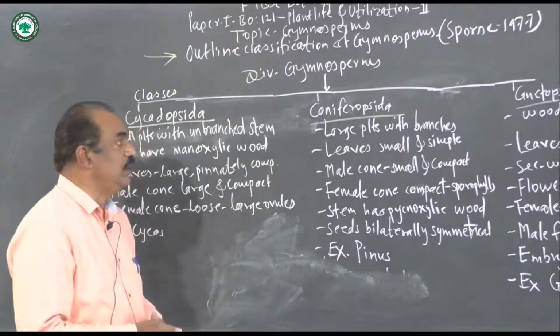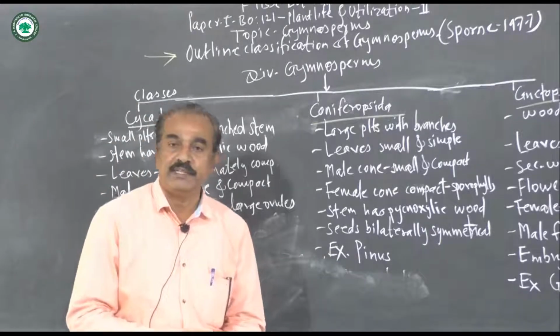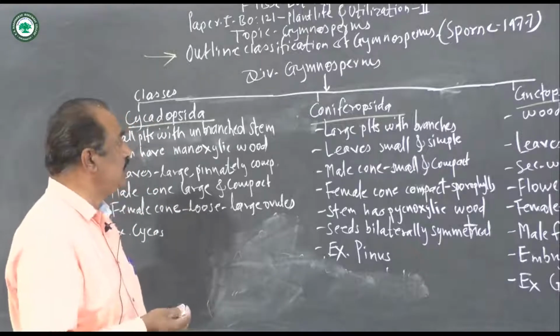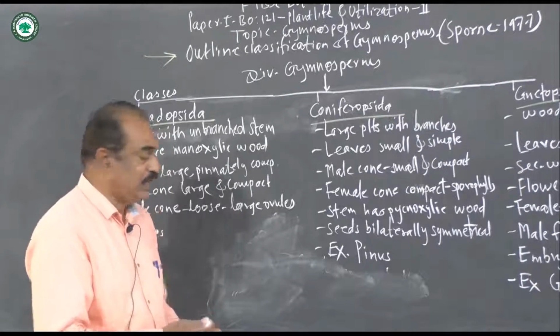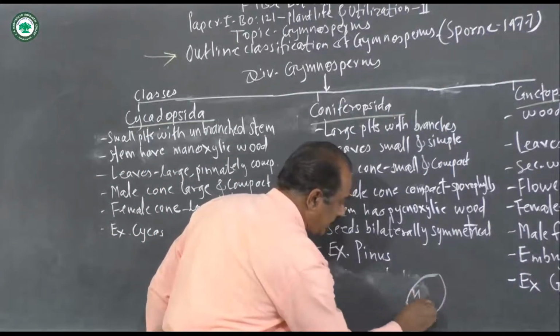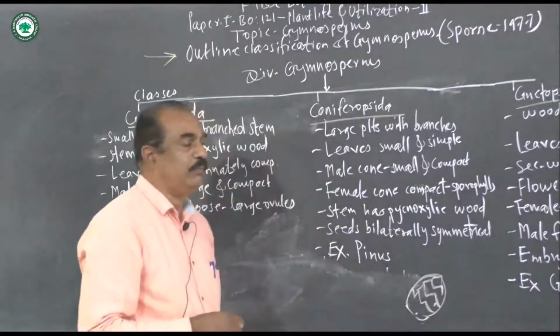Next character, leaves are small and simple. For example, in Pinus, leaves are very small. They are scale-like and developed in whorls. Next character, the male cone is very compact and small, and the structure of the male cone is like this. Now this is the structure of the male cone.